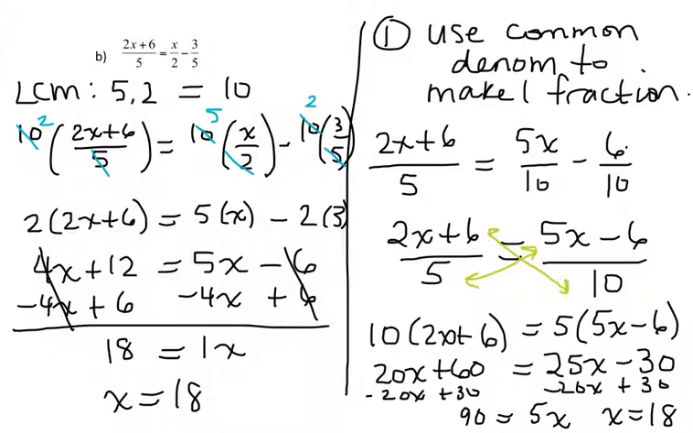x is 18. So we end up with the same answers, but notice in this method we ended up with much bigger numbers. I really like the clearing the denominator method. Just saying.